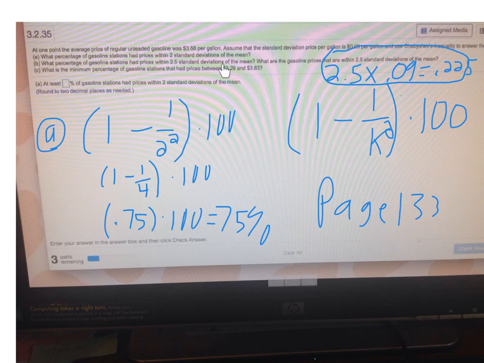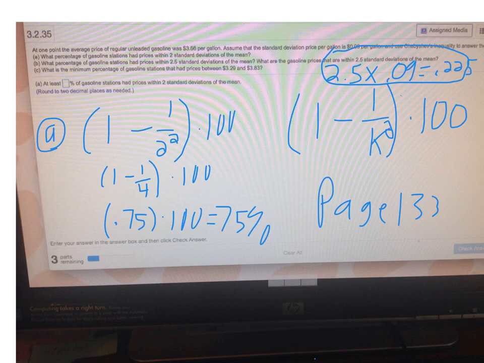So in this first part, you just want to put 2 in here and then do the arithmetic. It would be 1 minus 1 over 2 squared. 2 squared is 4, so it would be 1 minus a fourth. Put that in your calculator, and that comes out to 0.75 times 100. 75% of the data, so 75 would go here. 75% of the data is within 2 standard deviations.